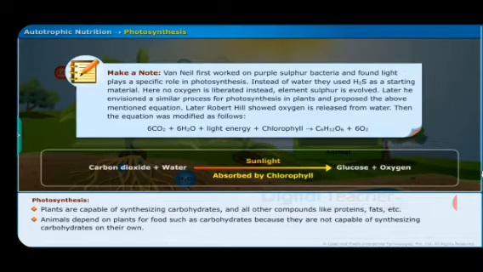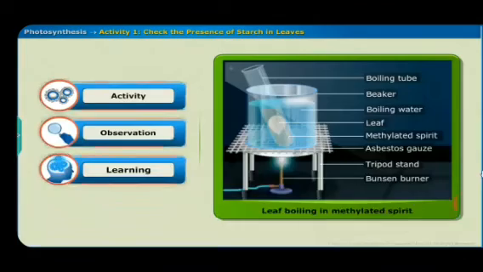Now, let us do an activity to verify the production of carbohydrates by plants during the process of photosynthesis. Here, let us perform an activity to check the presence of starch in leaves. Click each tab to know more.